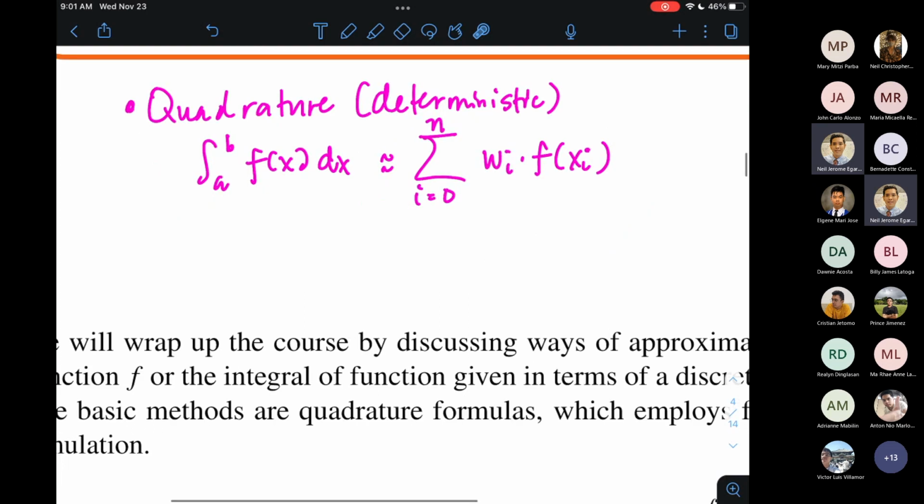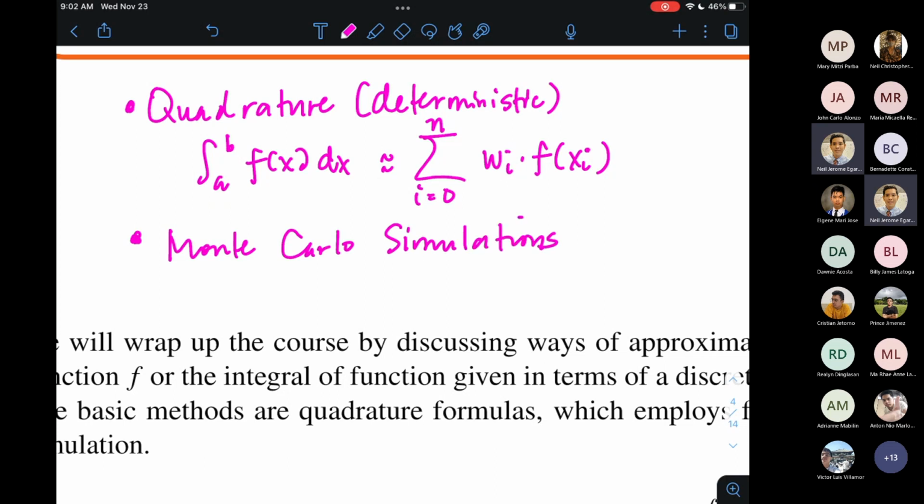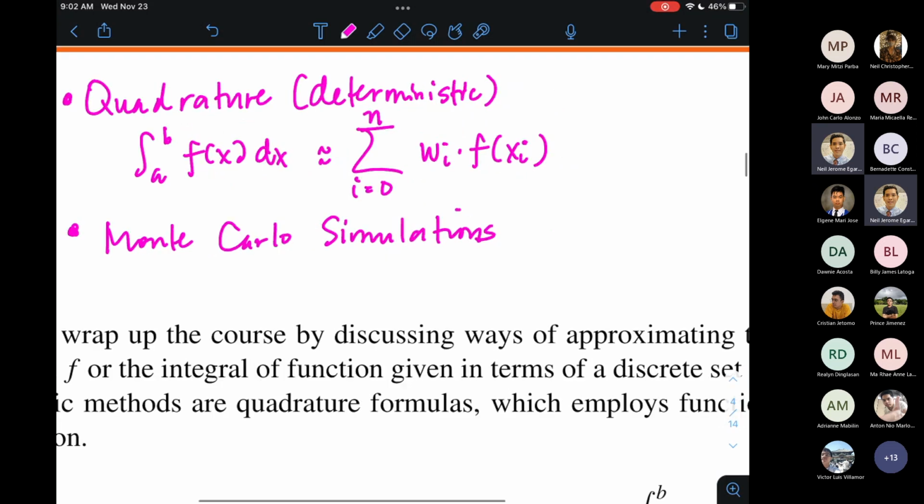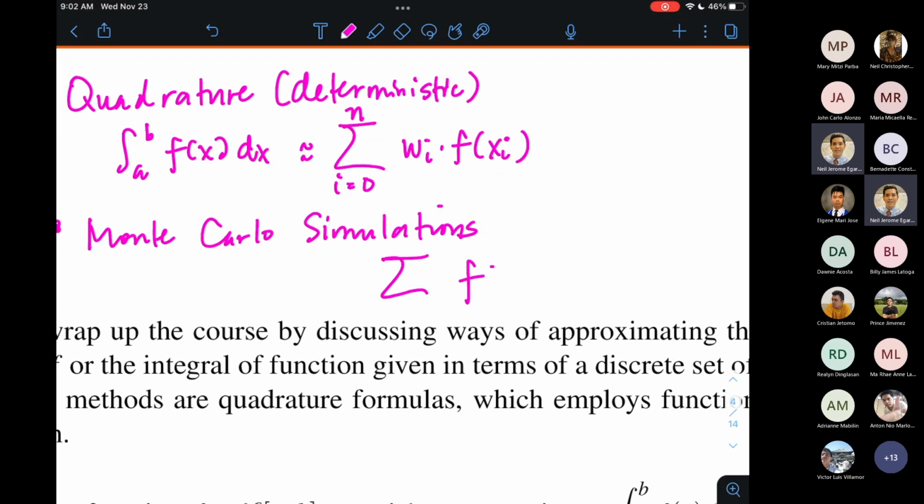Okay? Then there's one more, which I hope to discuss, the Monte Carlo simulations. I think some of you might have heard of simulations, which is sort of non-deterministic. Meaning this is a probabilistic method wherein you simulate thousands or hundreds of times. You just take random summations of function values, times probably some weight here in the beginning. And the choice of the x_i is random.